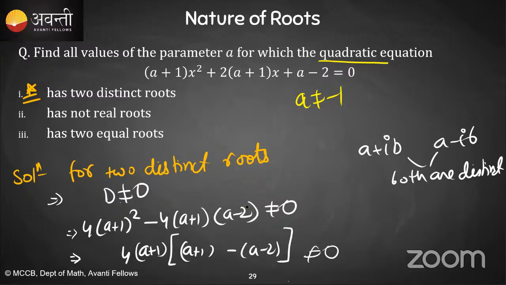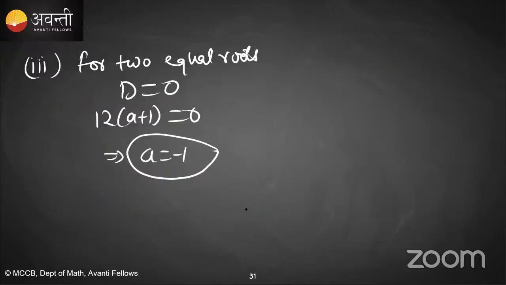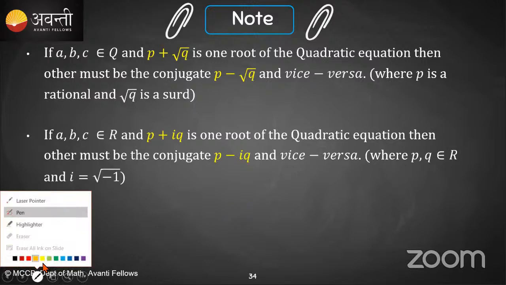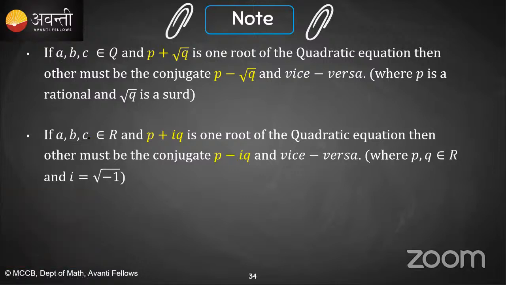Okay, so if it is clear then let's proceed. Now, a very important note, as I have already mentioned: if in a quadratic expression your a, b, c are rational, and one of the roots is p plus root q, then the other root is the conjugate of this, meaning the other root would be p minus root q.